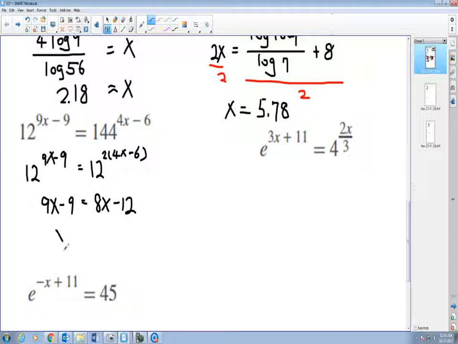So move the 8x over, give me a positive 1x, move the negative 9 over, that becomes negative 3. Negative 12 plus 9, negative 3. So that's my answer.